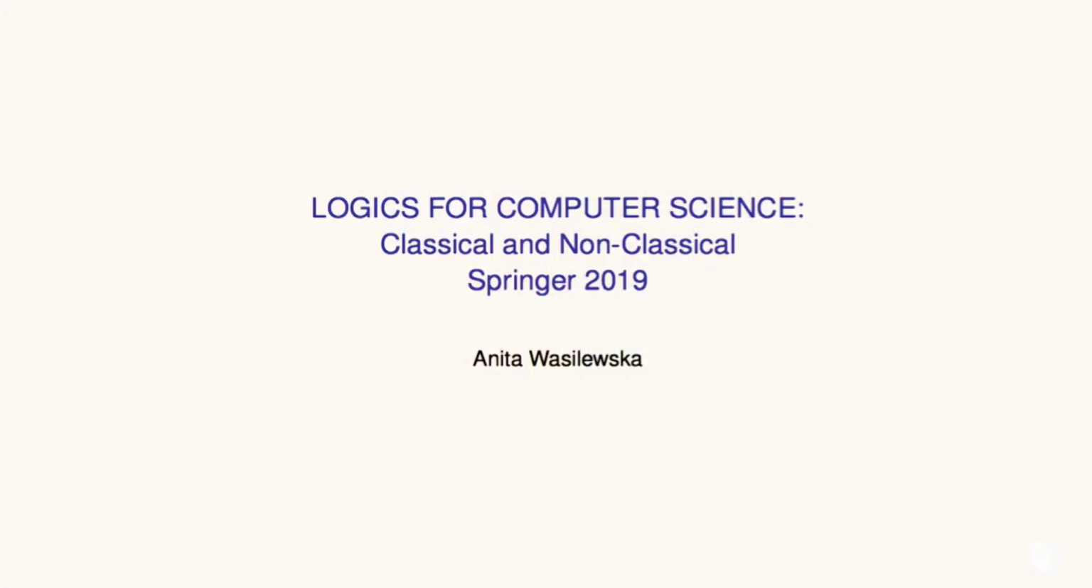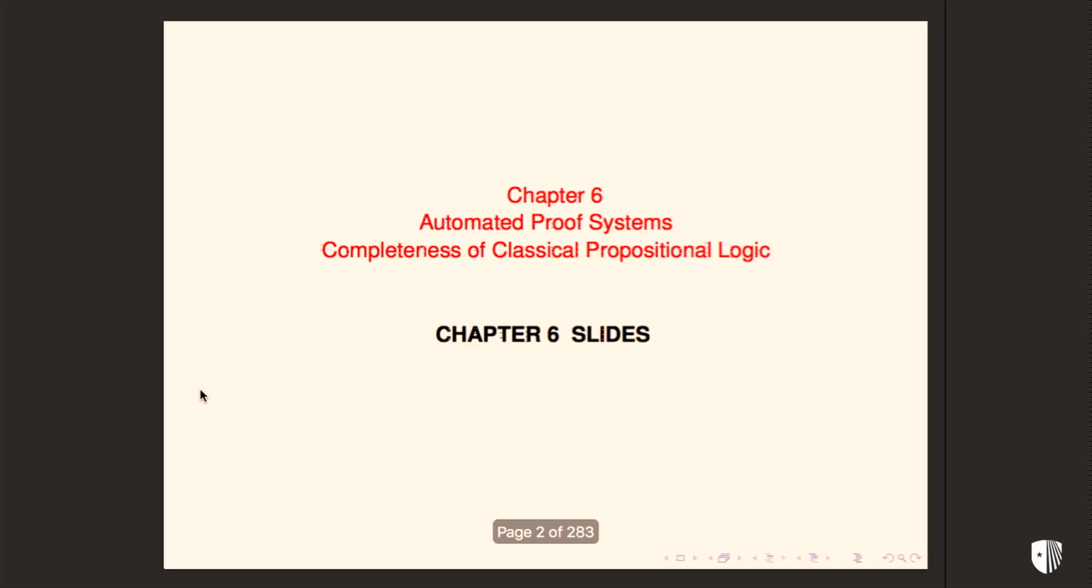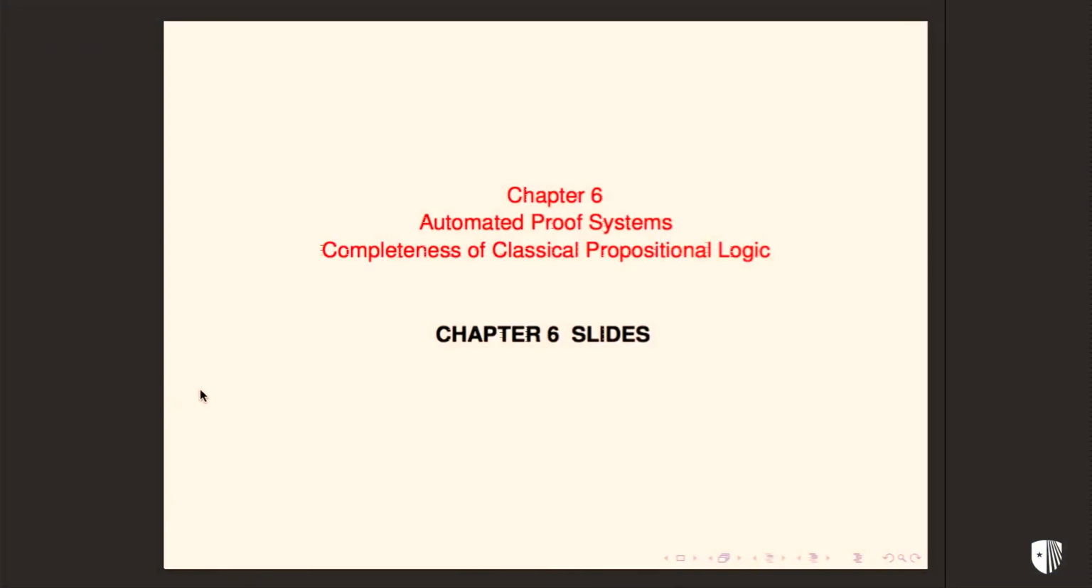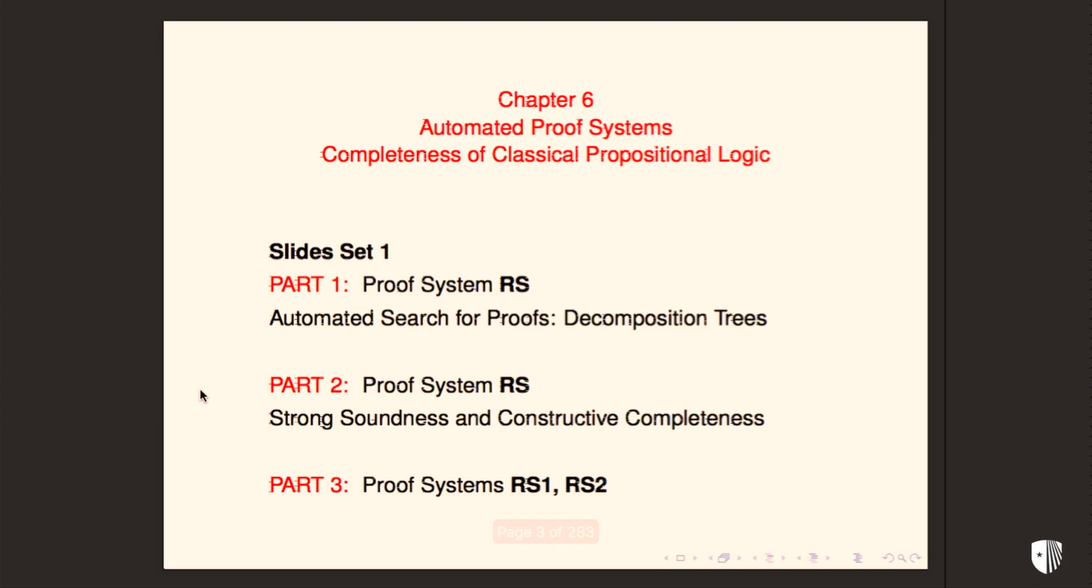Here we are again. Here's our textbook, Logics for Computer Science, Classical and Non-Classical, Springer 2019, and I'm the author. And we are already in chapter 6. Chapter 6 is about the automated proof systems, and we will prove completeness of classical propositional logic. And here is our plan.